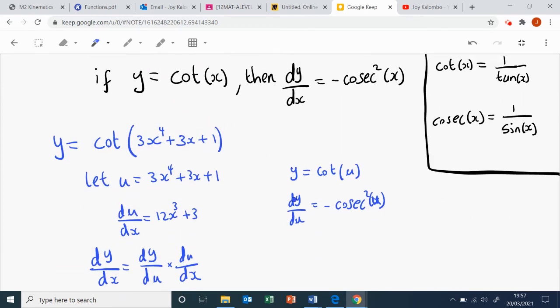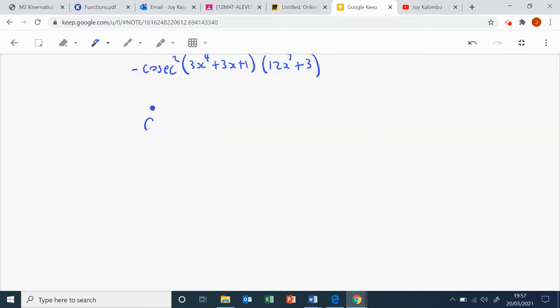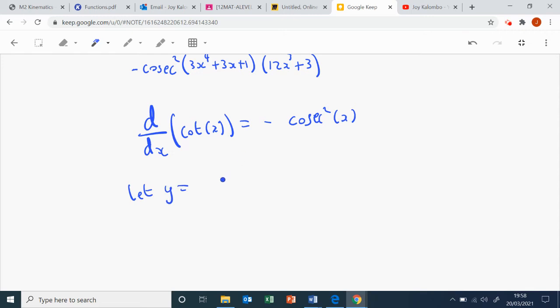y equals cot x, then dy dx equals minus cosec squared x. So we're going to prove that the derivative of cot x is equal to minus cosec squared of x. Well, first of all, let y equal cot x, but we're going to write it as 1 over tan x because that is what it is. And in actual fact, that's the same thing as tan x to the power of minus 1.